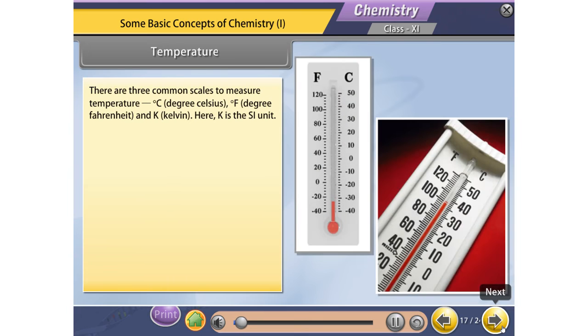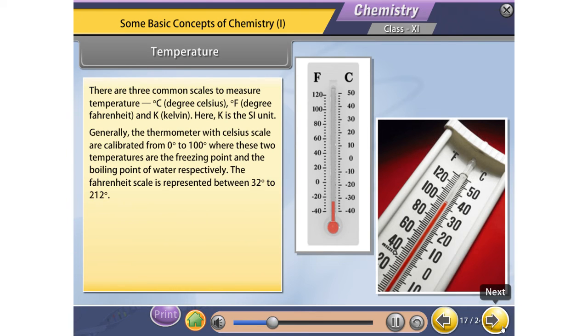Temperature. There are 3 common scales to measure temperature: degree Celsius, degree Fahrenheit, and Kelvin. Here K is the SI unit. Generally, thermometers with Celsius scale are calibrated from 0 degree Celsius to 100 degrees, whereas these 2 temperatures are the freezing point and the boiling point of water respectively. The Fahrenheit scale is represented between 32 degrees to 212 degrees.